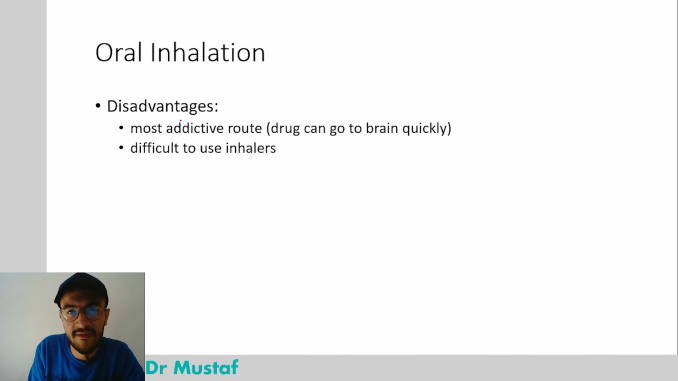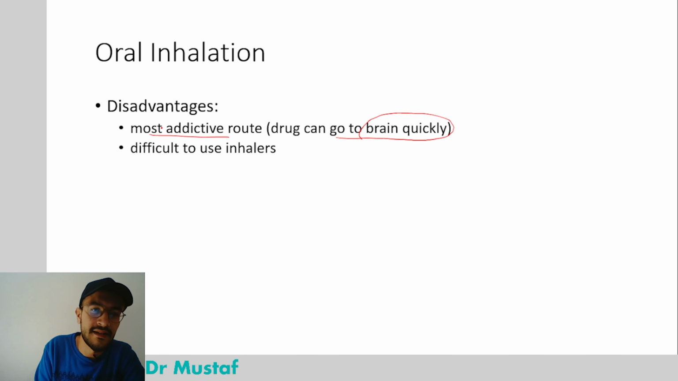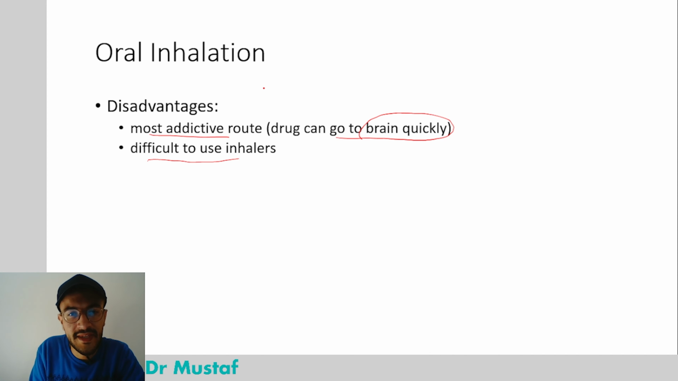The disadvantages of the oral inhalational route are that it is the most addictive route, because the drug can go to the brain quickly. So if the drug is addictive, the patient would get addicted easily by this route. And it is difficult for most people to use inhalers. In fact, there are studies that suggest that 92% of inhaler users use their inhalers the wrong way.